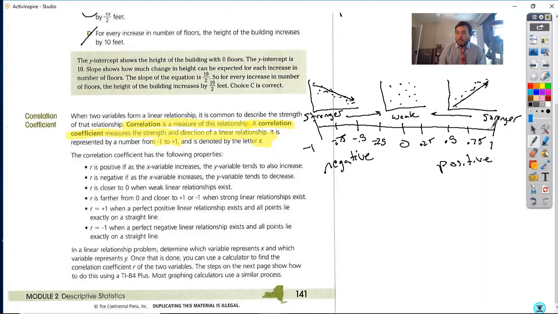And if it is at +1, it would be a solid line. All the points would make one straight line. And same thing for -1, they'd all make one straight line. It's just our slope would either be positive or negative.